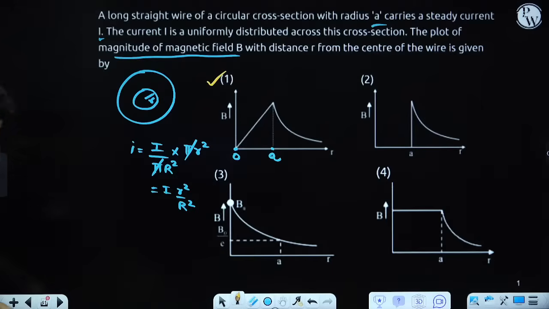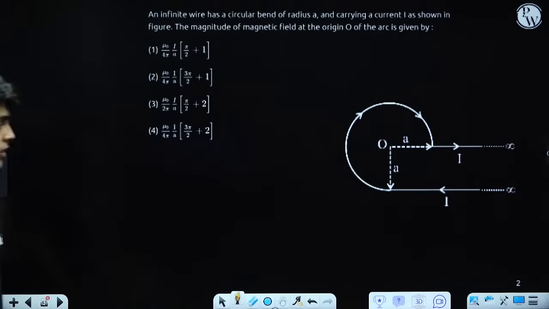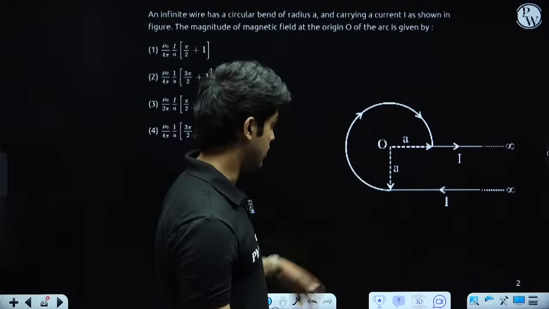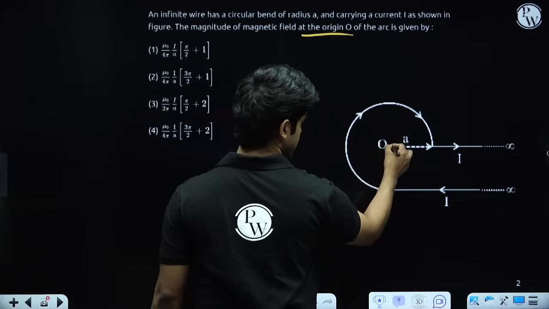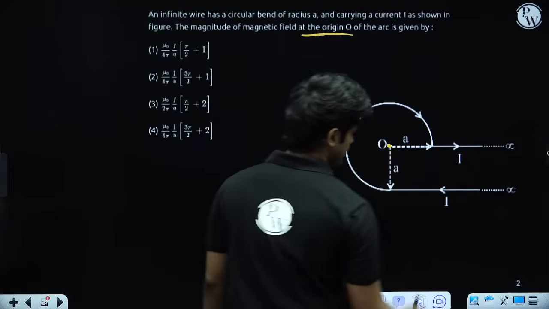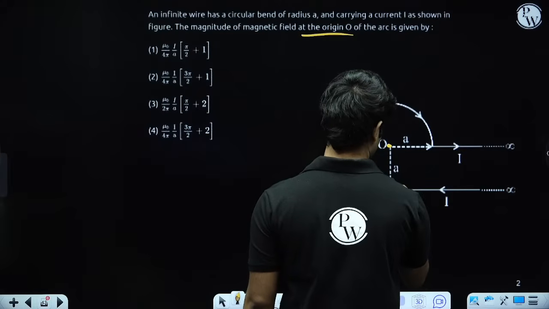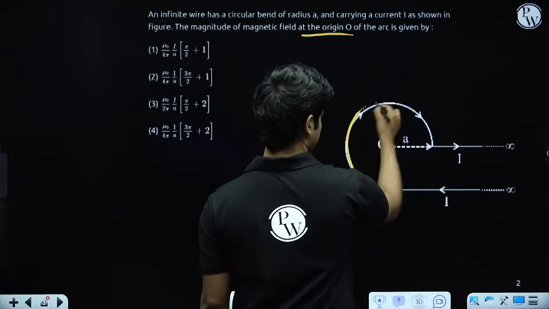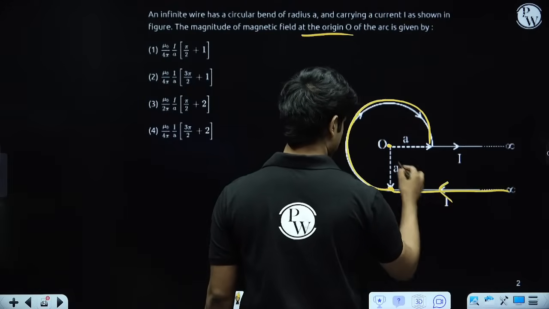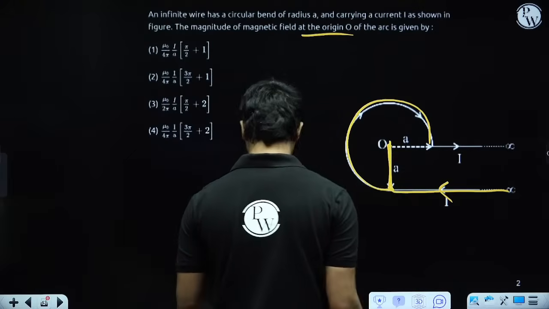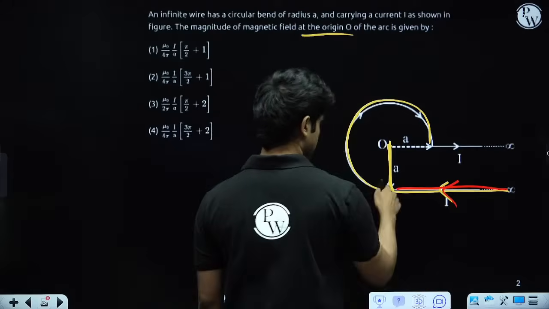All right, next question. Okay, this is a magnetism problem. We have to find the magnetic field at O due to this system. So this is a 3/4 of a circle and this is like a semi-infinite wire with respect to this point. This is the semi-infinite wire, 3/4 of a circle.